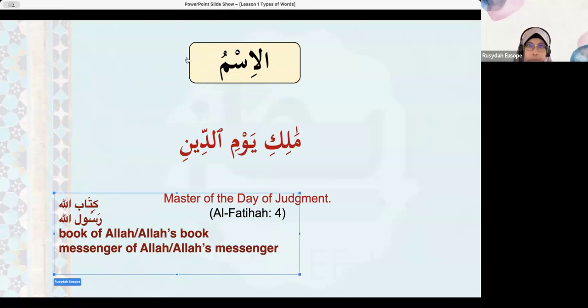There's a question, so we'll open the chat. Assalamualaikum Ustazah. To identify a noun, we can look out for tanwin and alif lam. How about verbs? Yes, nouns: all words that end with tanwin or have alif lam are nouns, but not all nouns end with tanwin or have alif lam. For verbs there are a lot of signs. When we learn about verbs, then we will be learning about the signs.